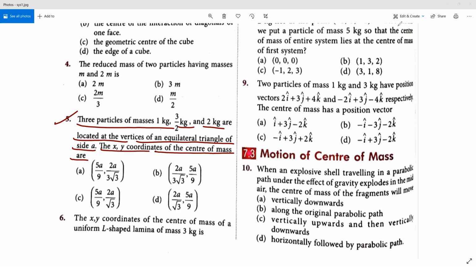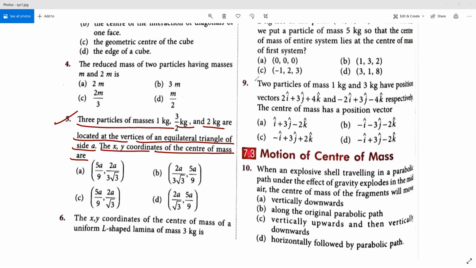Those options are: 5a divided by 9, 2a divided by 3 root 3; second, 2a divided by 3 root 3, 5a divided by 9; third, 5a divided by 9, 2a divided by root 3; and fourth, 2a divided by root 3, 5a divided by 9. Among the four options, which is the right option we have to choose.